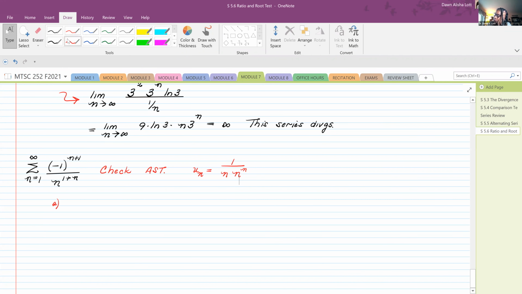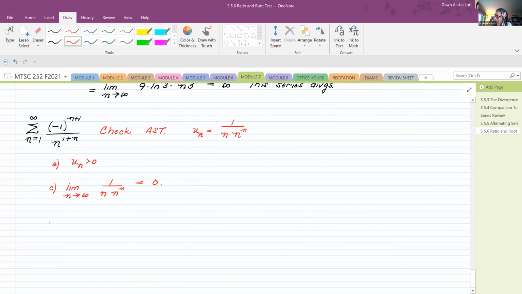Okay, so I can check the alternating series test. And when I check the alternating series test, I can see that u_n is greater than 0. And I can see that the limit as n approaches infinity of 1 over n times n^n, that limit is 0. So now I got to do part B. Part B is hard.